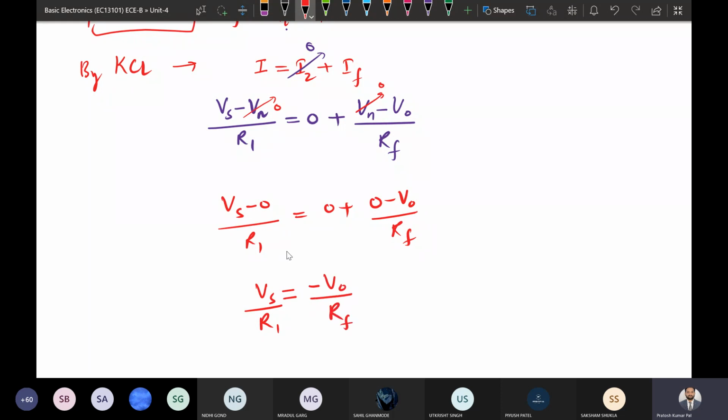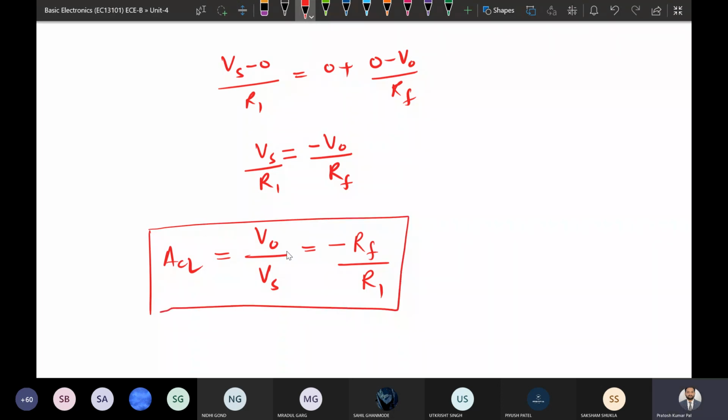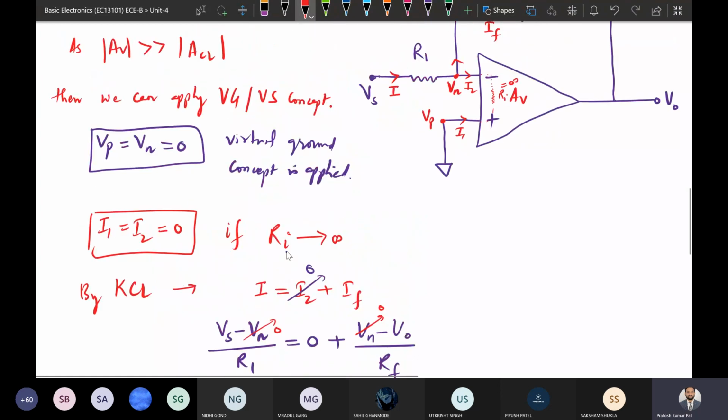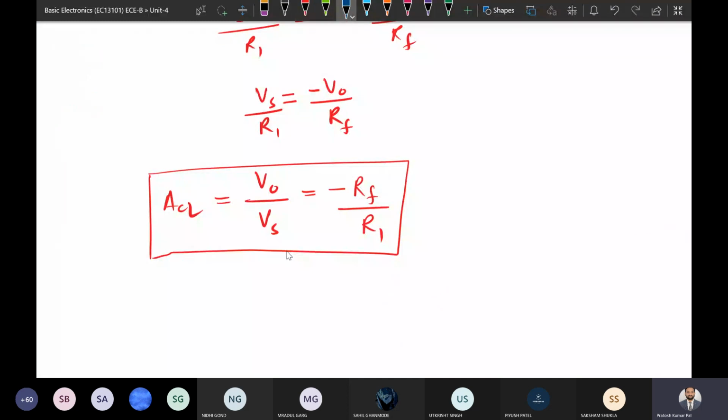So from there, if we find V naught by Vs, that is output divided by input, it will be equal to minus Rf divided by R1. This V naught divided by Vs is nothing but the closed loop gain. So the closed loop gain in the case of the inverting amplifier is given by minus Rf by R1. This analysis is called the approximate analysis.